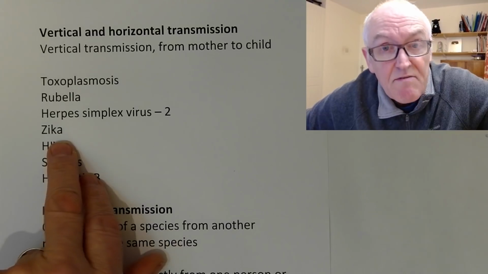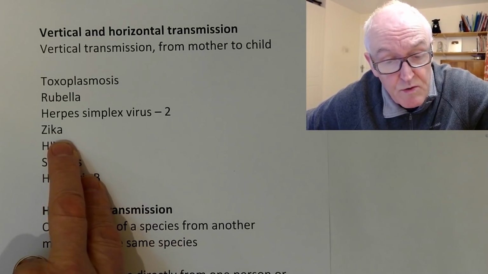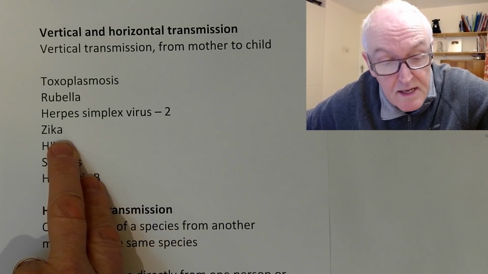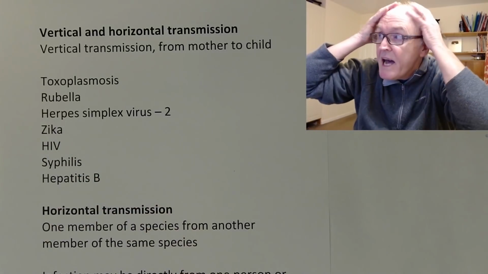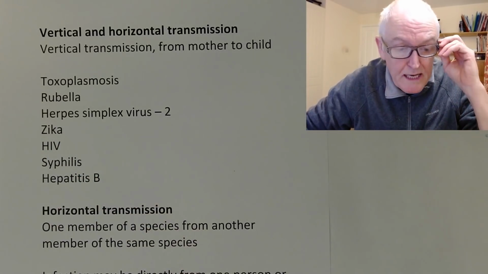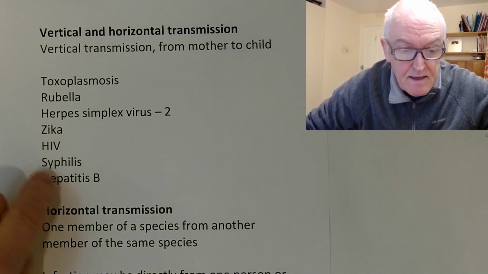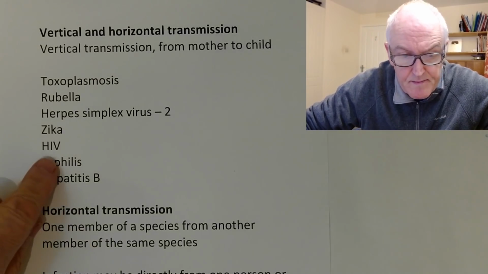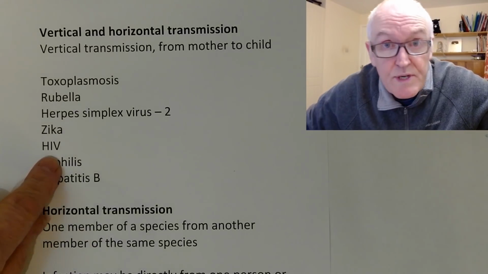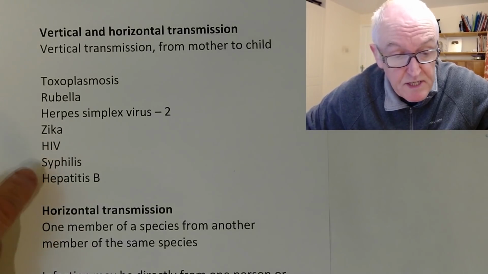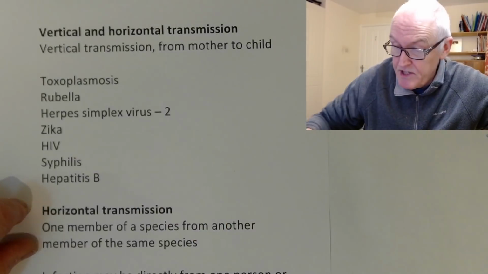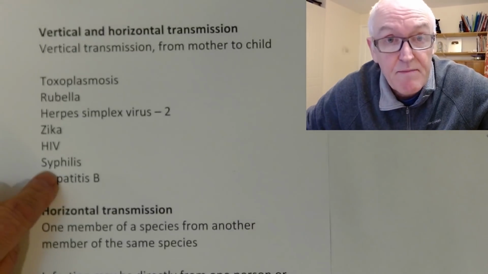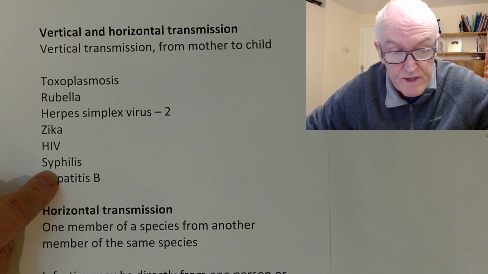Now, Zika is a virus. You might have heard of this a couple of years ago. There was quite a big outbreak in South America. And the Zika virus went from the mother to the baby, and it adversely affected the development of the baby's head. So the babies were born with small heads, microcephalic birth defects. HIV, I think everyone knows about, human immunodeficiency virus. That is what causes AIDS, the acquired immune deficiency syndrome, and that can go from mother to baby, and the baby can be born with it.